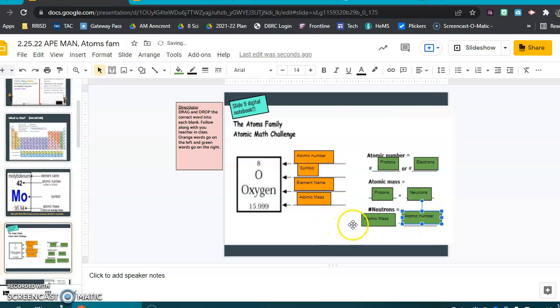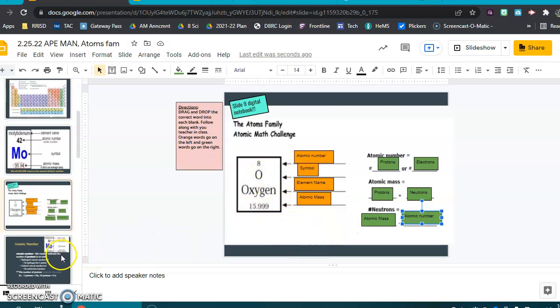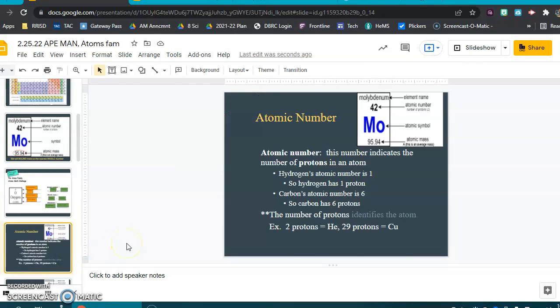So in oxygen's case, I would have 16 minus 8 is 8. So that's kind of cool. So the atomic number is the number that indicates the number of protons in an atom. So on your periodic table, if you look, hydrogen's atomic number is 1, so it has 1 proton. If you look at carbon, it has an atomic number of 6, so carbon has 6 protons. So the number of protons identifies the element. For example, 2 protons, helium.